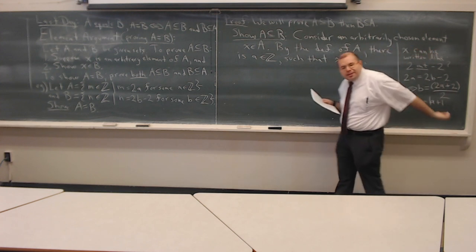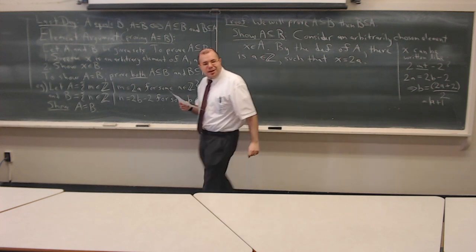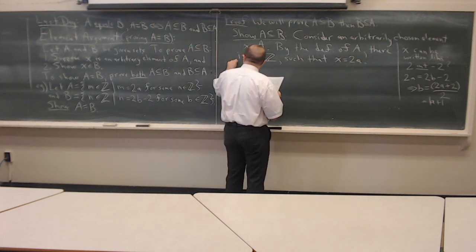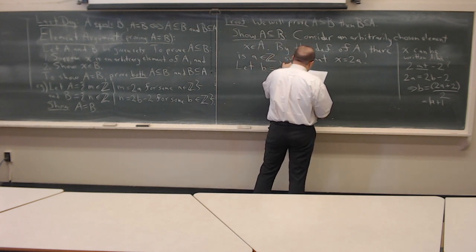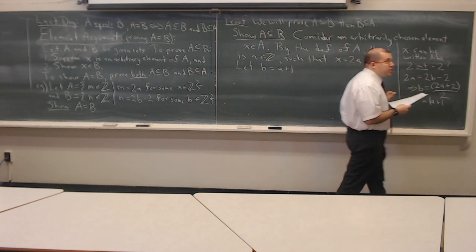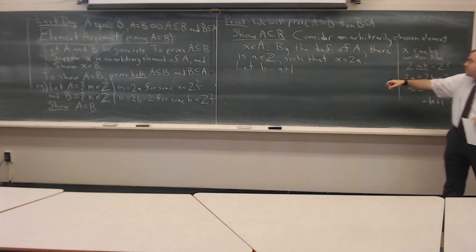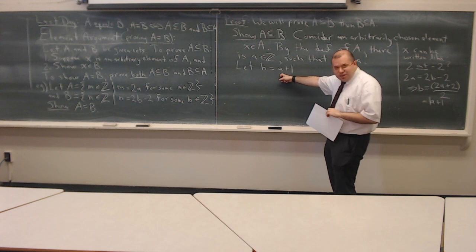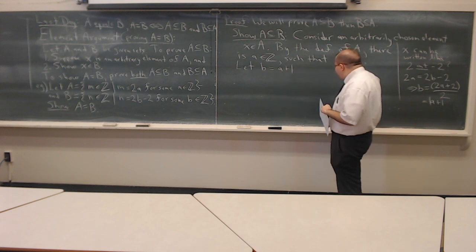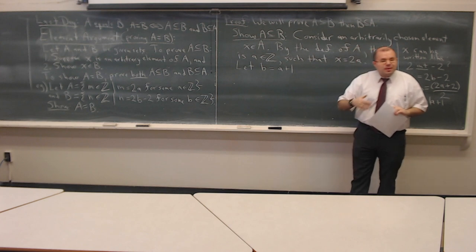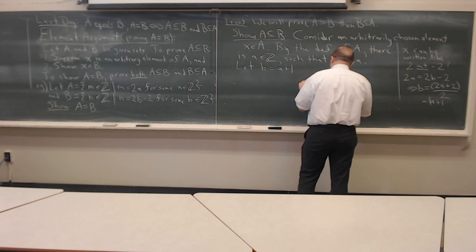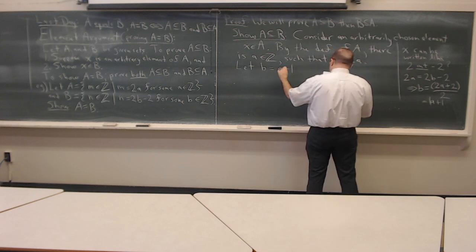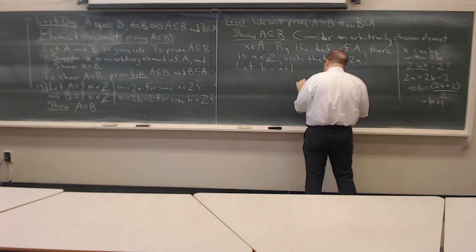I'm just going to pull out what I did over here on the side, and I'm just going to see what I can do with this. So I'm going to say, let b equal a plus 1. Remember, b is an integer. B is in fact an integer because first, a is an integer, and also I'm adding it to 1, which means it's still an integer under closure. So that being said, I have this right here. Just remember, this b is an integer.